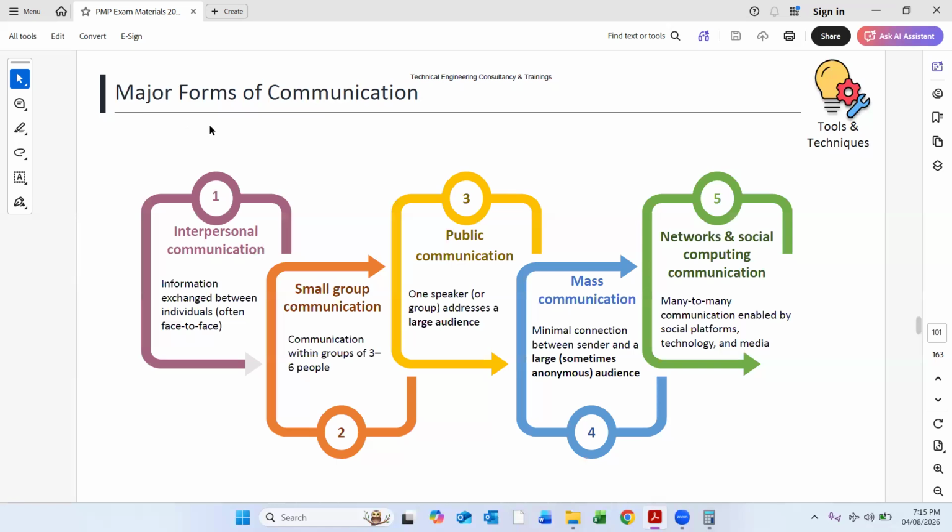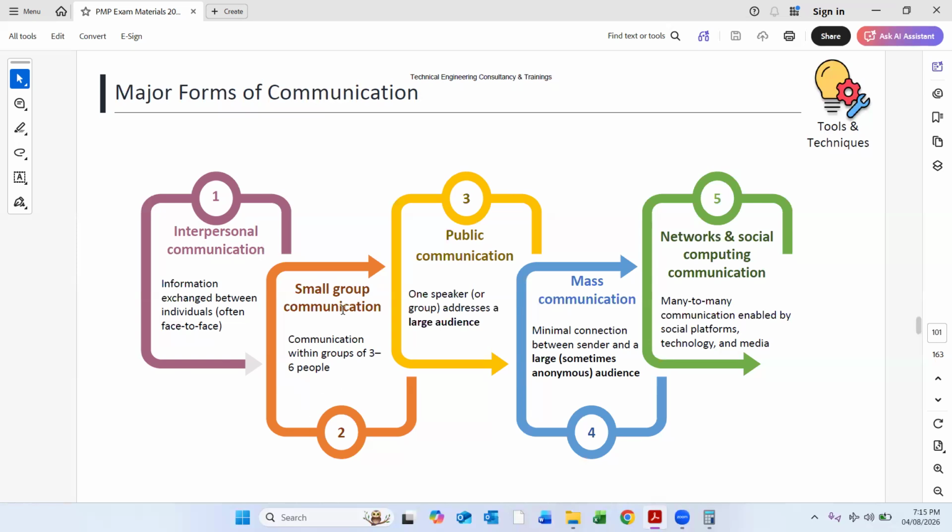Then major forms of communication: interpersonal communication, small group communication, public communication, mass communication, and networking and socializing type of communication. So there is a difference between all these five of them. Interpersonal communication is how we engage often face to face with each other. In a small group, we have 3 to 4, 5 people.